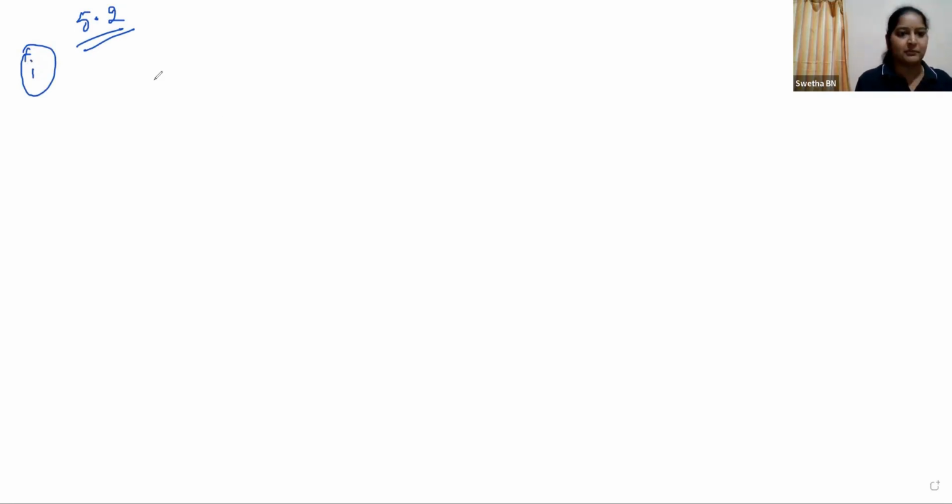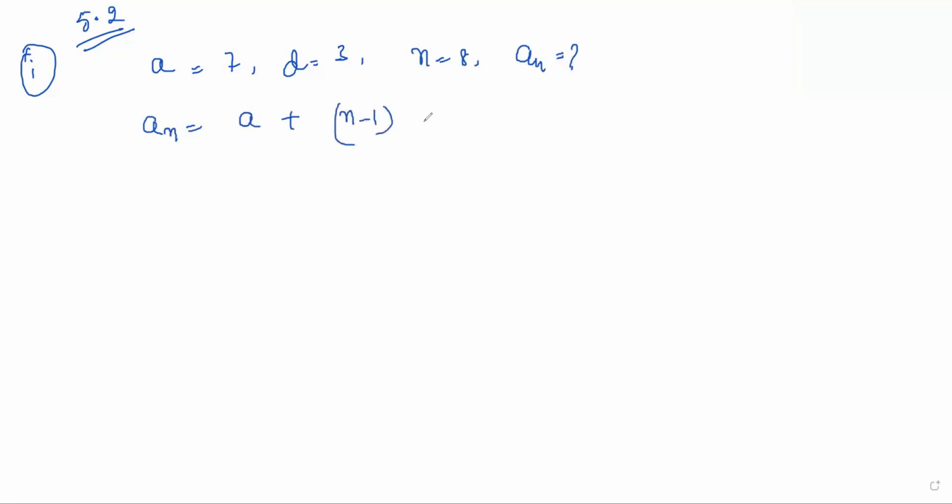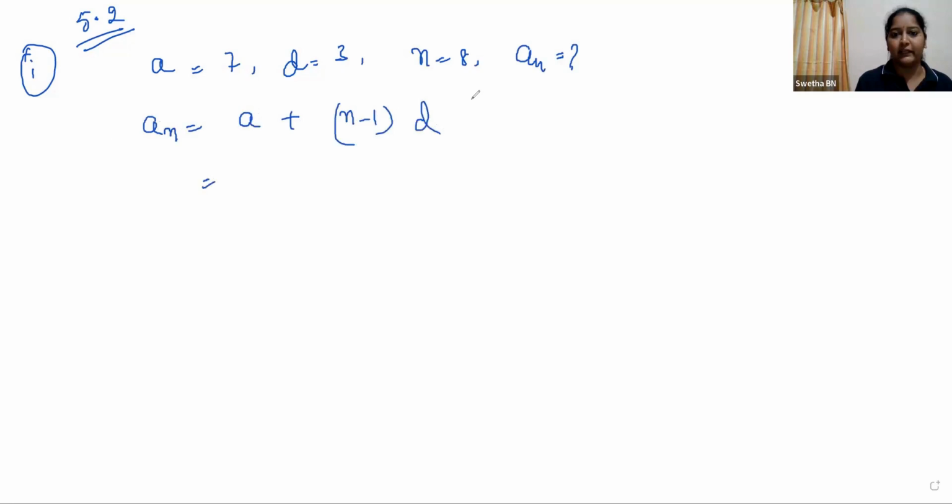Okay, 5.2. They have given some terms here. A is given 7, D is given 3, N is given 8, and you have to find out AN. What is the formula? AN is equal to A plus N minus 1 into D. So you have to find out AN, that means the nth term, the last term.